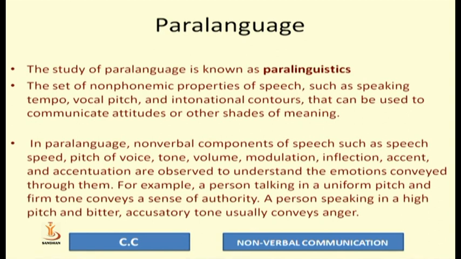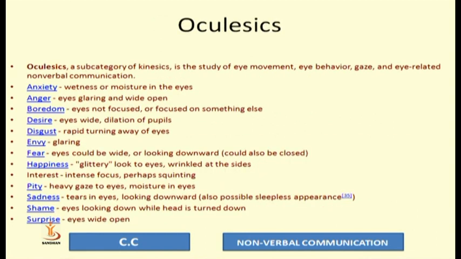Even vocal language has some paralinguistic as well as linguistic properties that can be seen, such as lip reading, etc. We'll move on with the next part. We have already seen the details of paralanguage. We'll move on with oculesics.